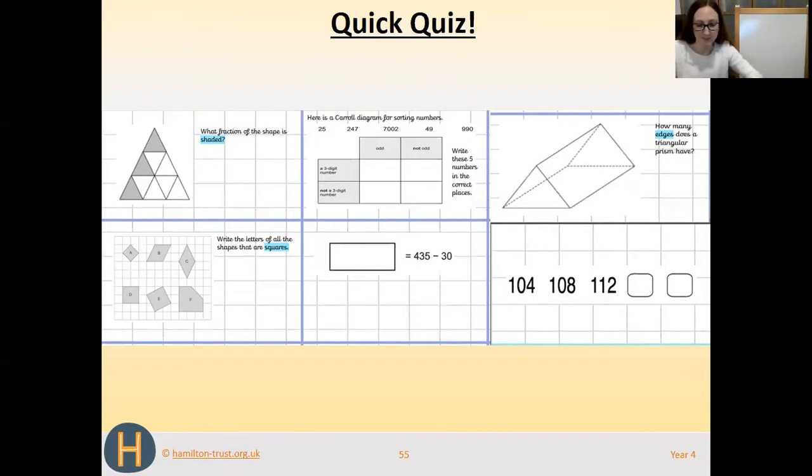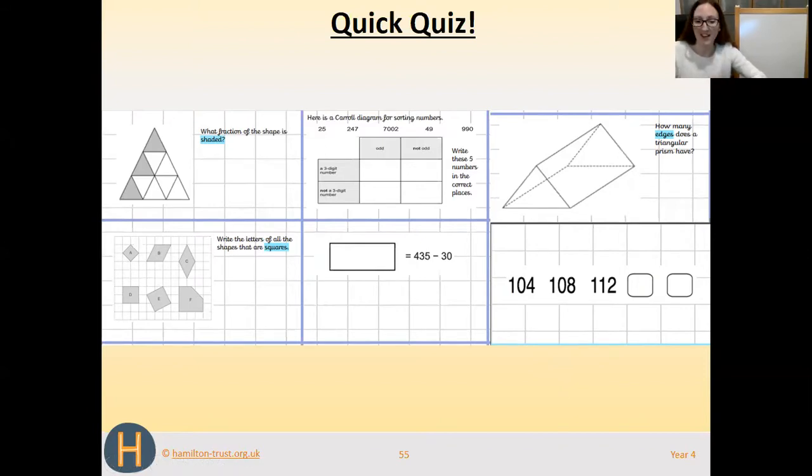Next up, we have a calculation here. Something equals 435, subtract 30. I'm sure we can do that one very quickly mentally. And lastly, we have a sequence here. You need to work out what this sequence is increasing by and what the last 2 numbers in the sequence would be. Pause the video now and give it a go.